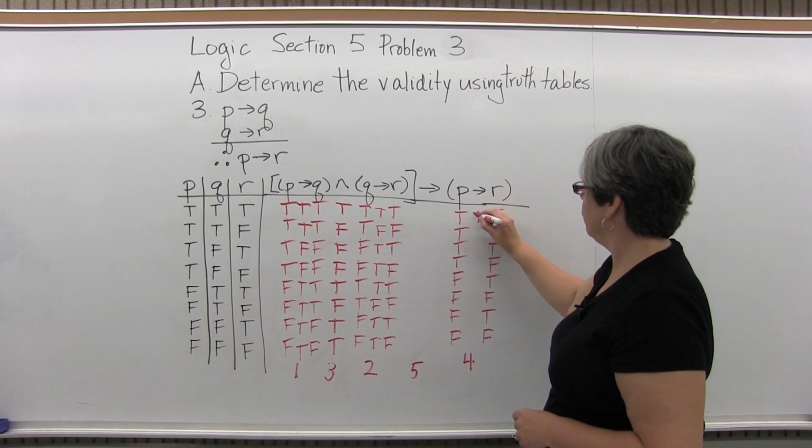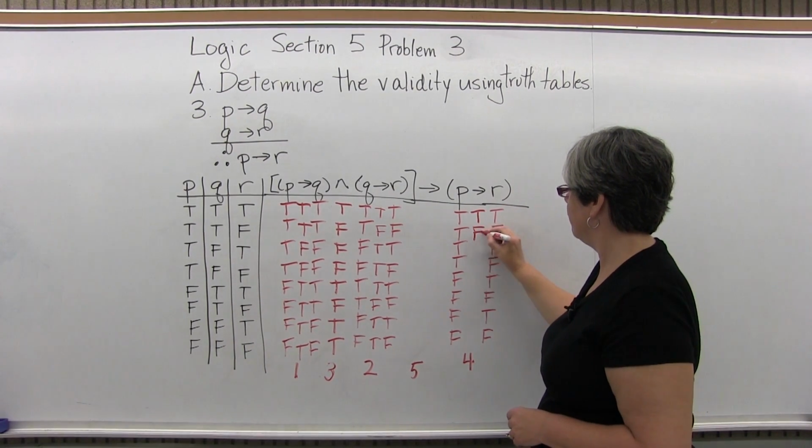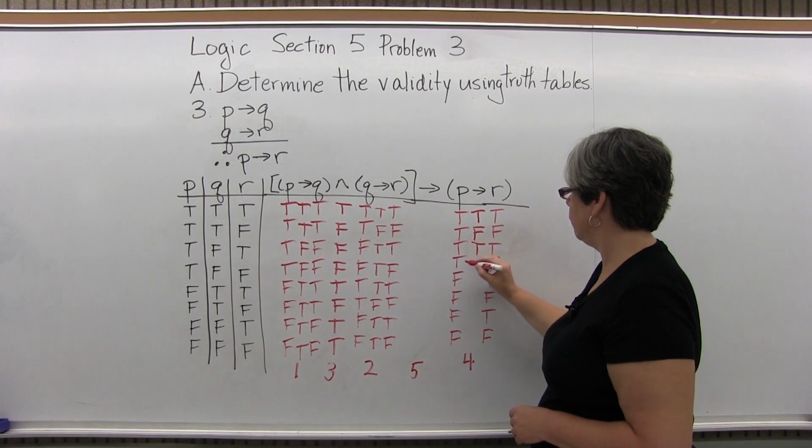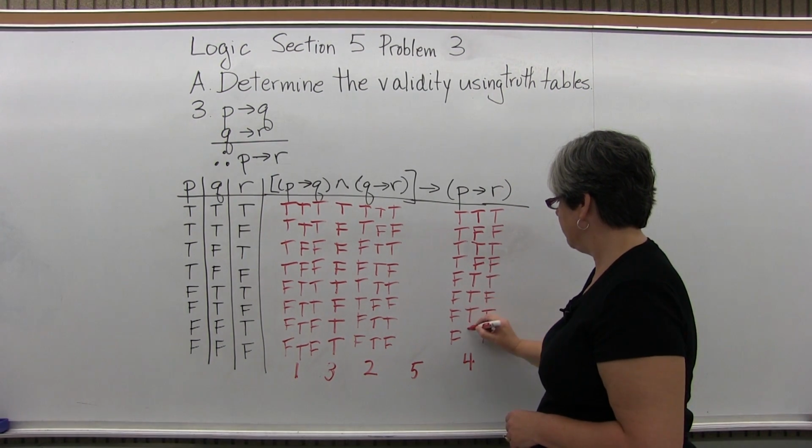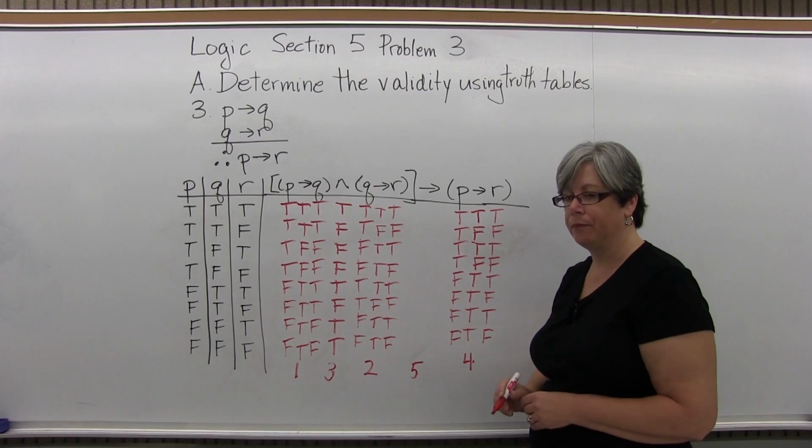Okay, then we're going to skip over here to the P implies R. True implies true is true. True implies false is false. True implies true is true. True implies false is false. And then we have trues coming down because we start with a false.